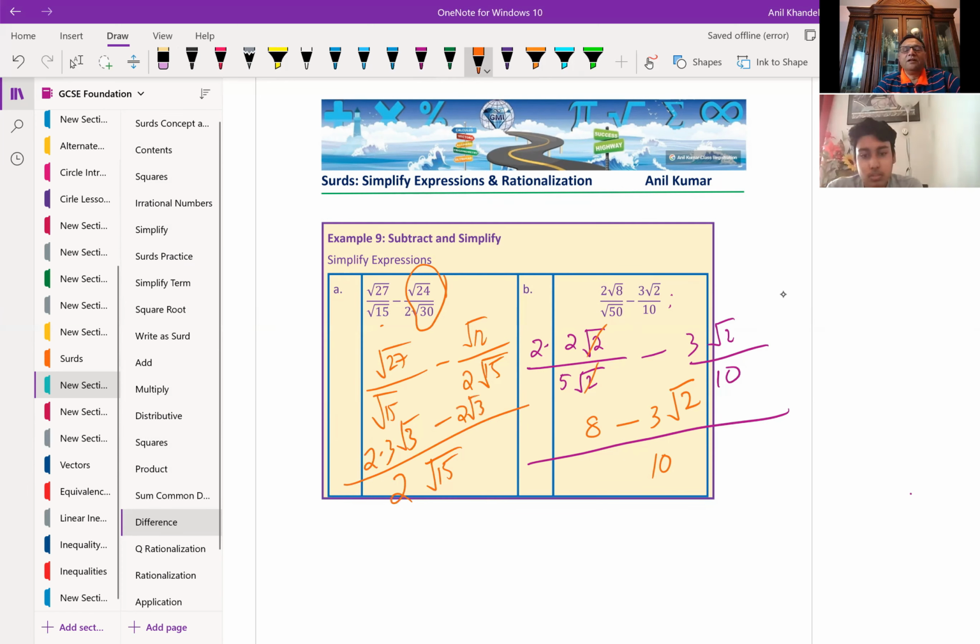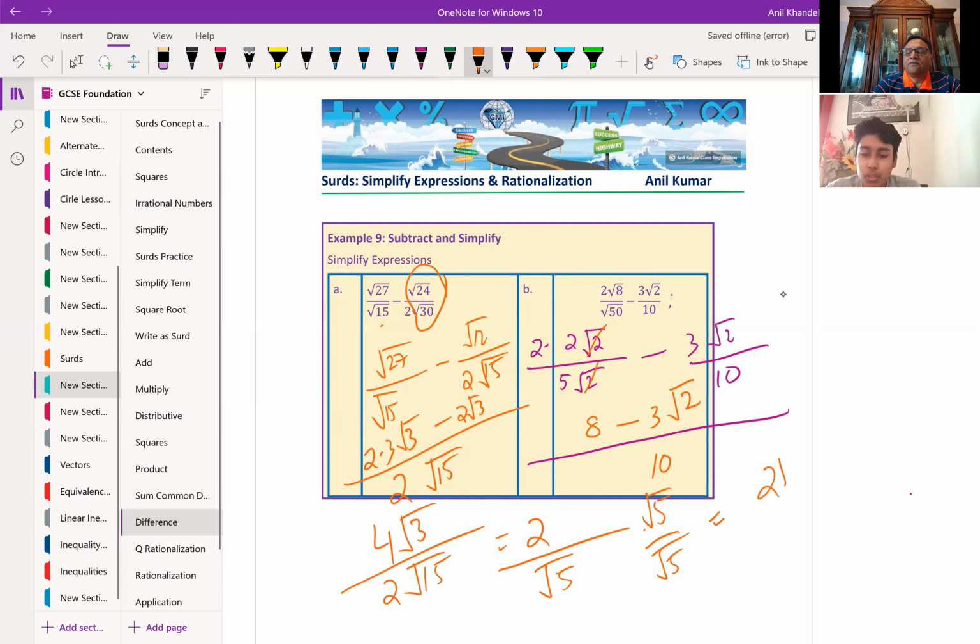Is it clear? Yes, we can say 6 minus 2 is 4, 4 square root 3 over 2 square root 15, right? Now 15 can go. This is 2, and over square root of 5. Is that clear? Yes, sir. And now you would rationalize. So 2 square root 5 over 5 will be your answer. So this is your final answer. Is this clear to you?